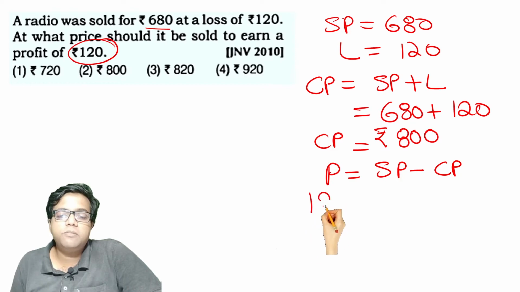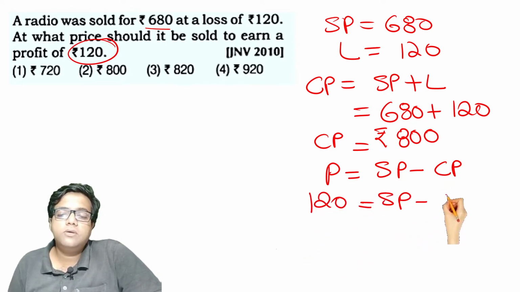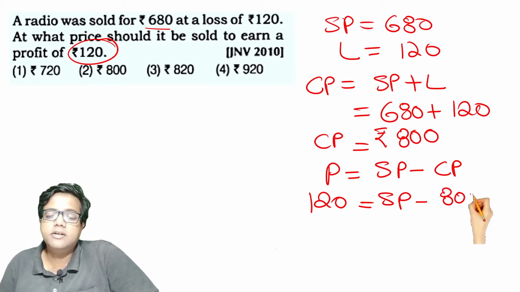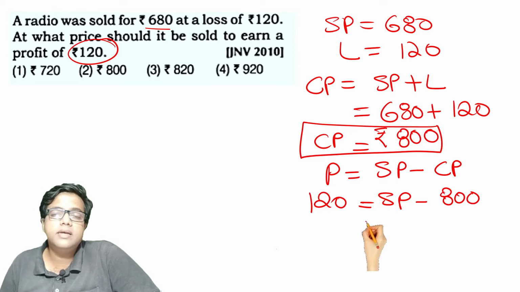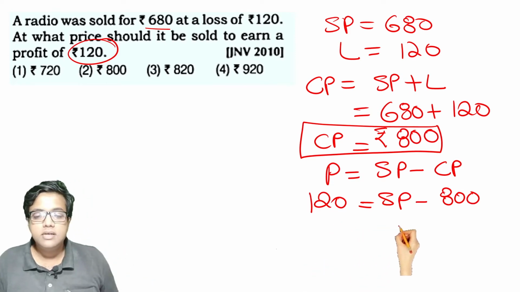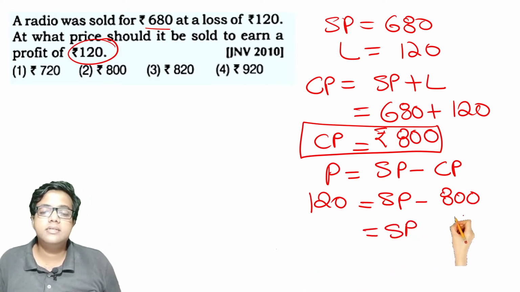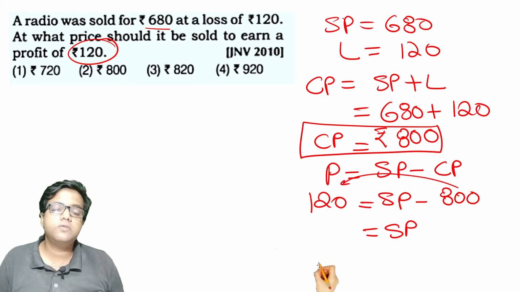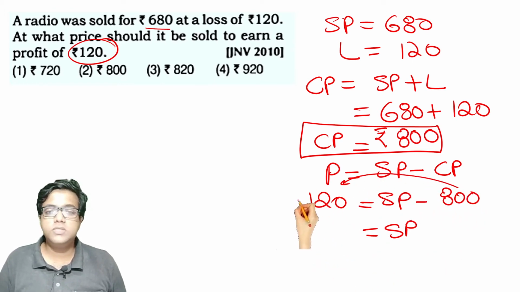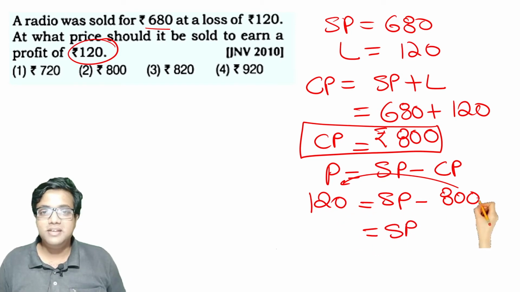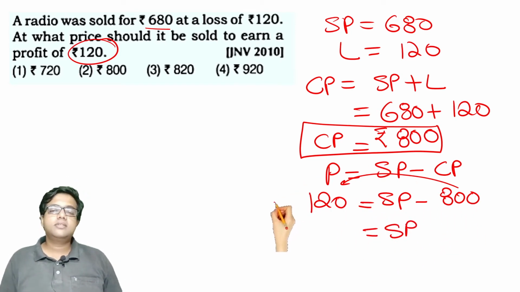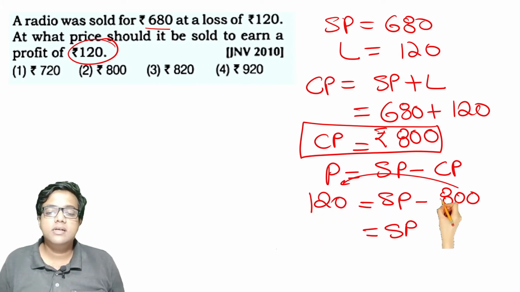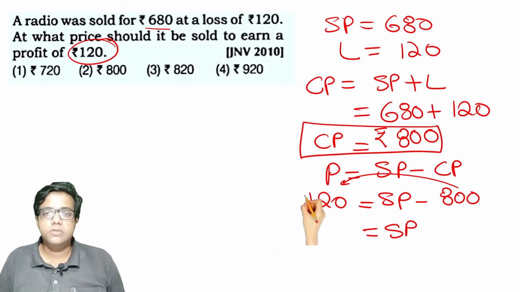So if I keep profit as 120 rupees and I don't know the selling price, I know the cost price. Cost price is 800 rupees because I have already found out the cost price here. So what will I get as the selling price? Selling price, I will keep on the right hand side as it is. So 800 will cross over here. The negative sign becomes positive sign when it crosses over the equal sign. So whenever a number crosses over to the other side through an equal sign, the negative sign becomes positive sign, right?